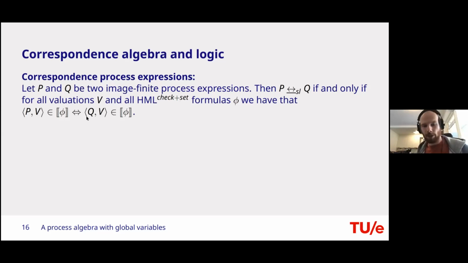And also the other way around, if they satisfy the same HML check and set formulas, then they are actually bisimilar. Or in other words, if they are not bisimilar, we can always find a formula that differentiates them.